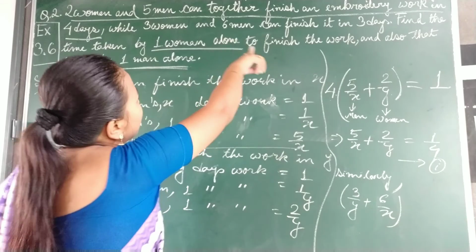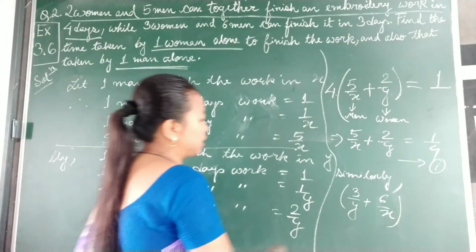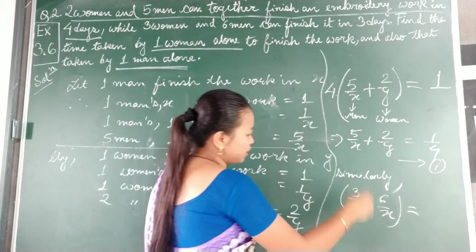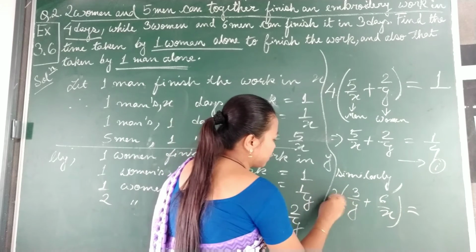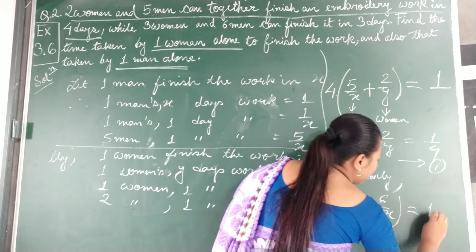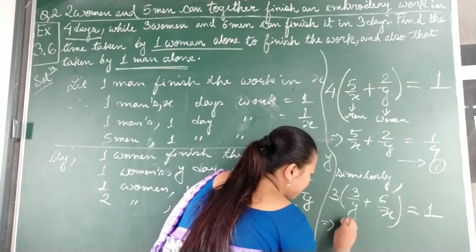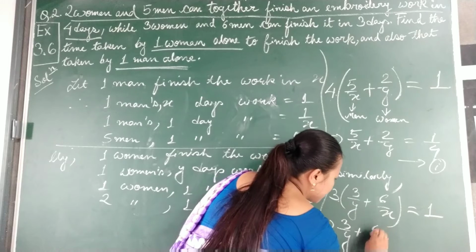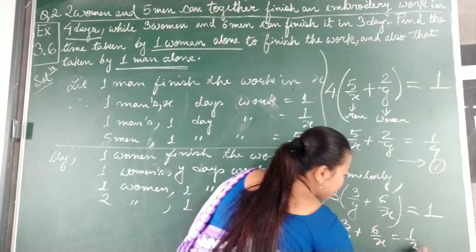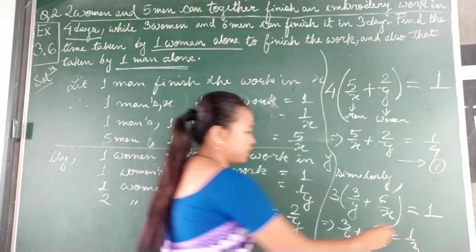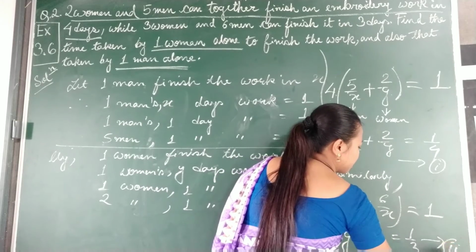They can finish it in 3 days. That means they have finished the whole work in 3 days. So in 3 days, the part of work completed is one whole, a fraction of 1 by 3. I guess you are clear now. And this you can write as 3 by y plus 6 by x equal to 1 by 3. So this is our second equation.